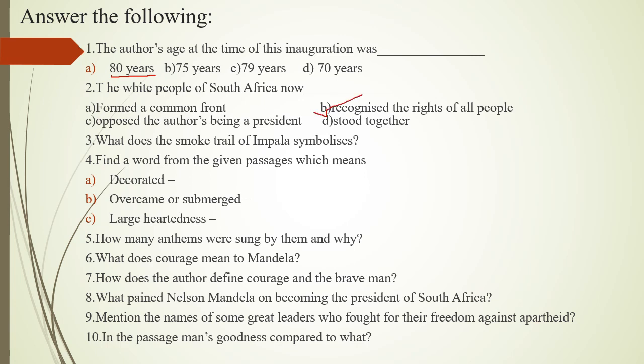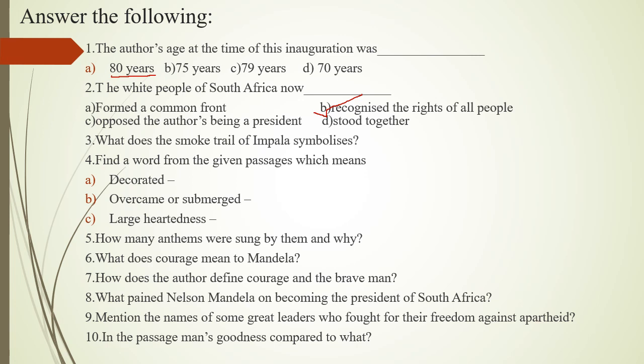Third question: what does the smoke trail of Impala symbolize? The smoke trail of Impala symbolizes the different color flag of the new South African government. Fourth question: find a word from the given passage which means decorated, overcame or submerged, large-heartedness. Decorated is bedecked, overcame or submerged means overwhelmed, large-heartedness means generosity.